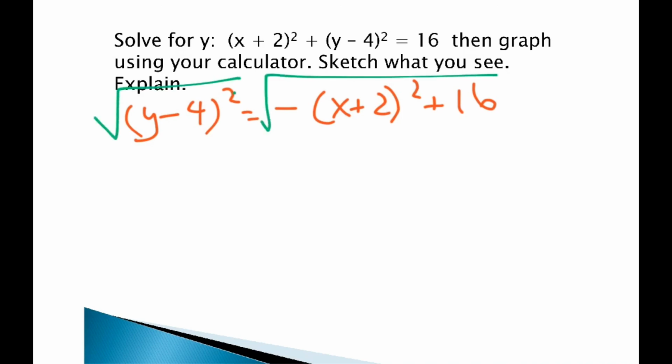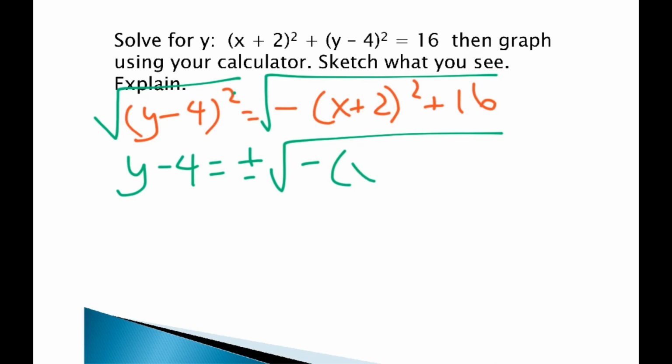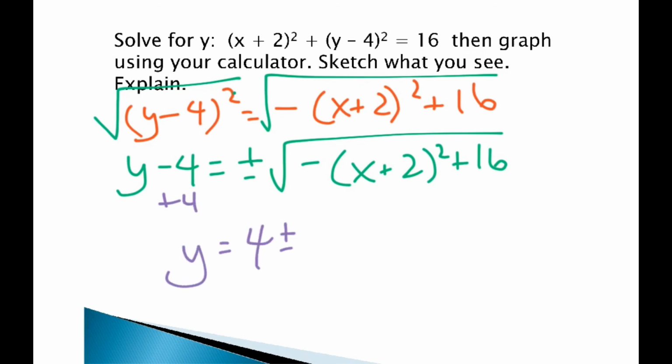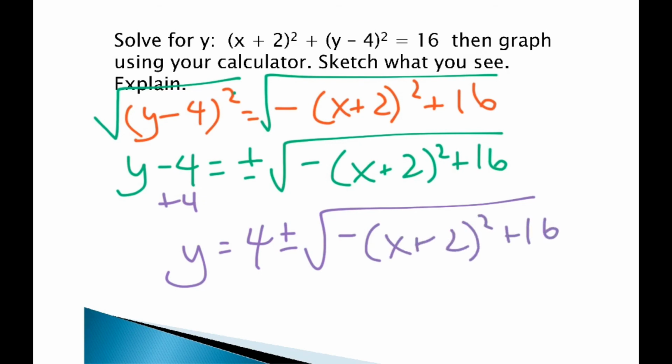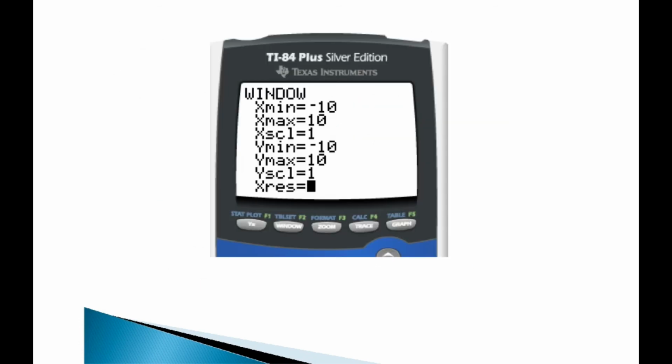Okay, then I'm going to take the square root of both sides because I have to get that square out of there. So I'm going to have y minus 4 is equal to plus or minus the square root of negative (x plus 2) quantity squared plus 16. Then the last step is just to add the 4. So I'm going to have y is equal to 4 plus or minus the square root of negative (x plus 2) squared plus 16. Now you could put the plus 4 at the end if you wanted to, and in my calculator that's actually how I did it.